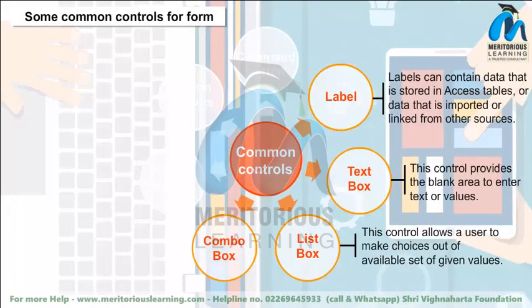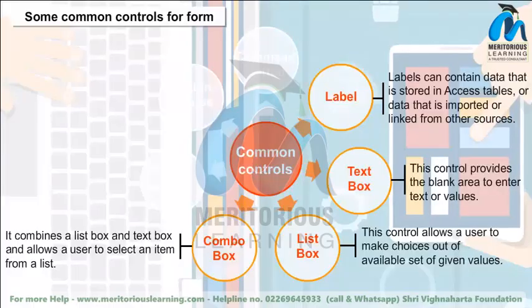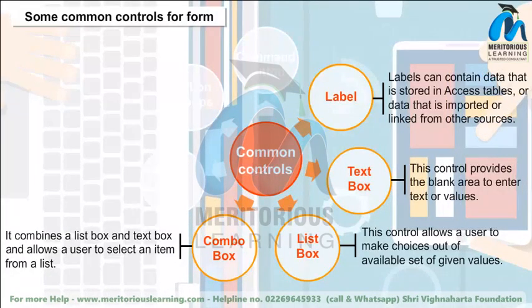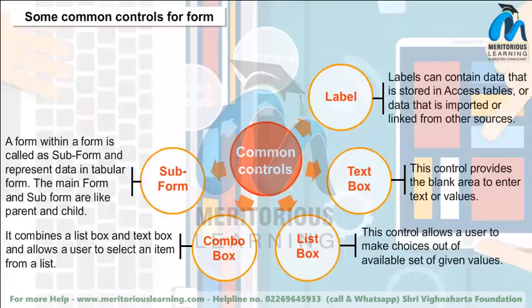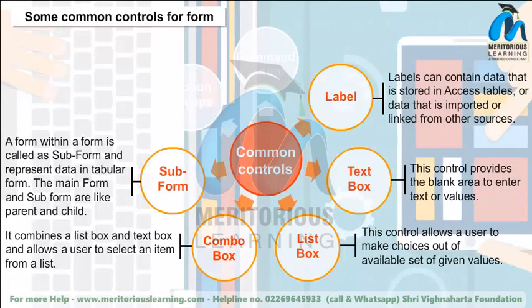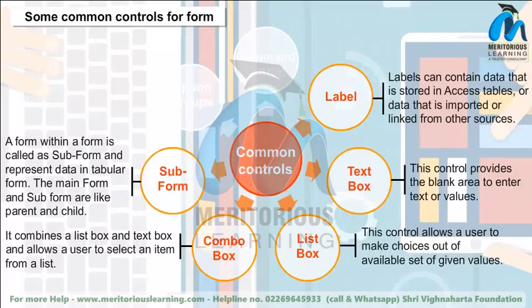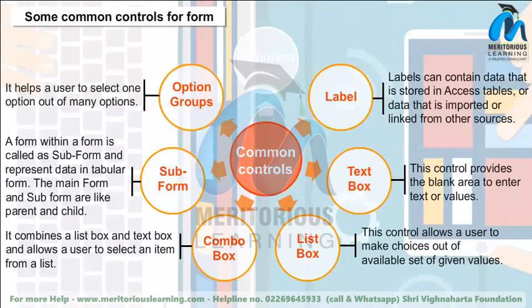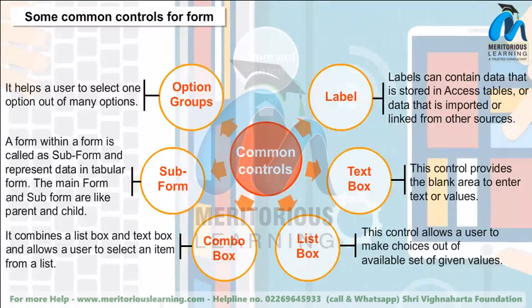Combo box. It combines a list box and a text box and allows a user to select an item from a list. Subform. A form within a form is called a subform and represents data in tabular form. The main form and subform are like parent and child. Option groups. It helps a user to select one option out of many options.